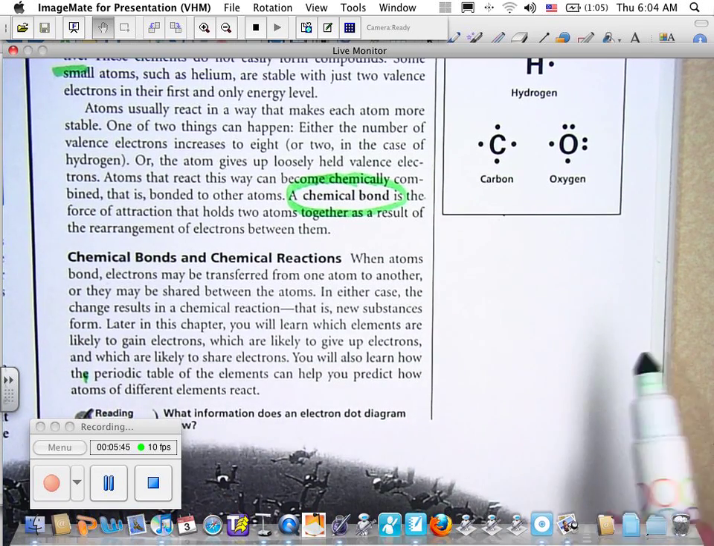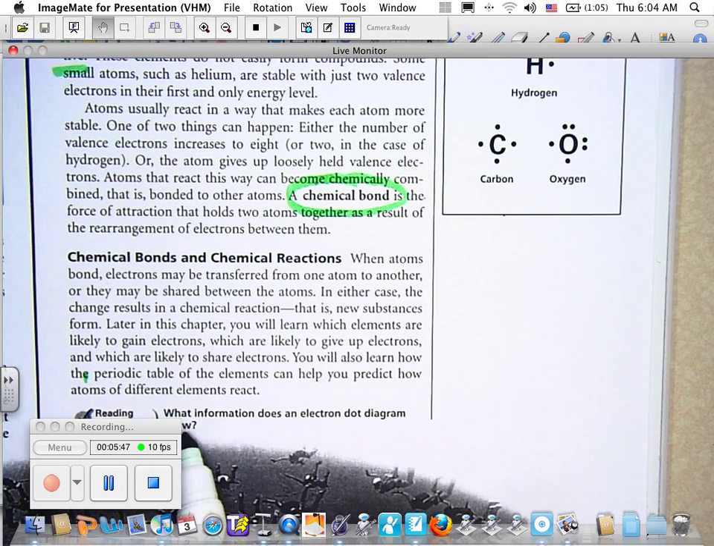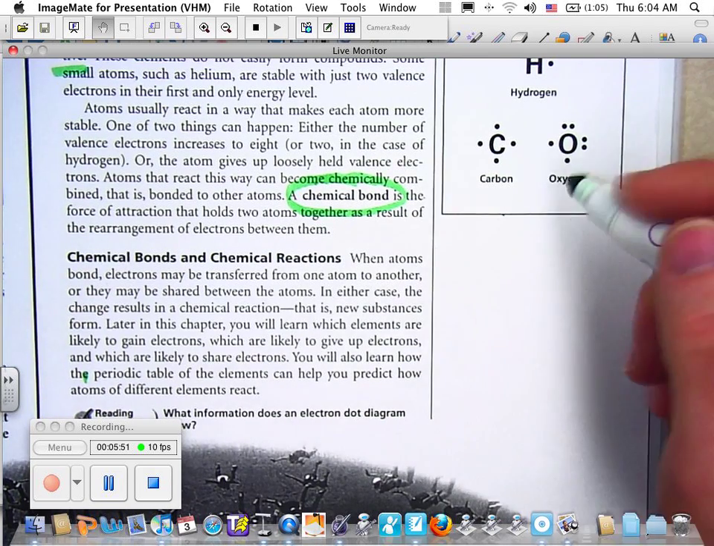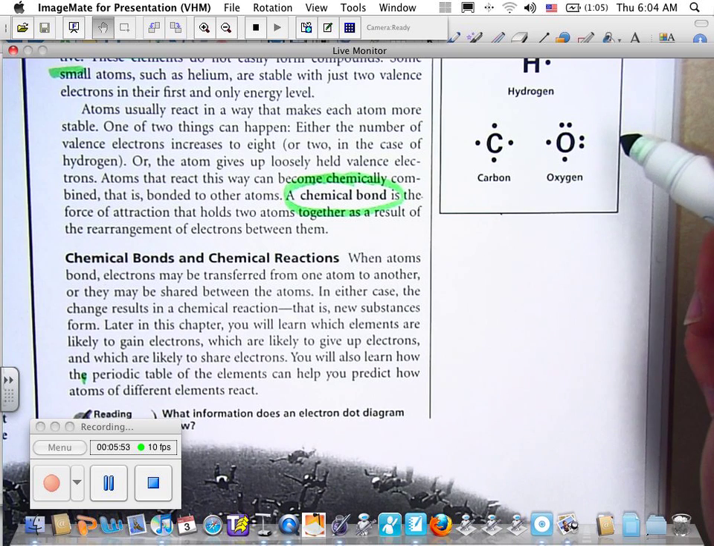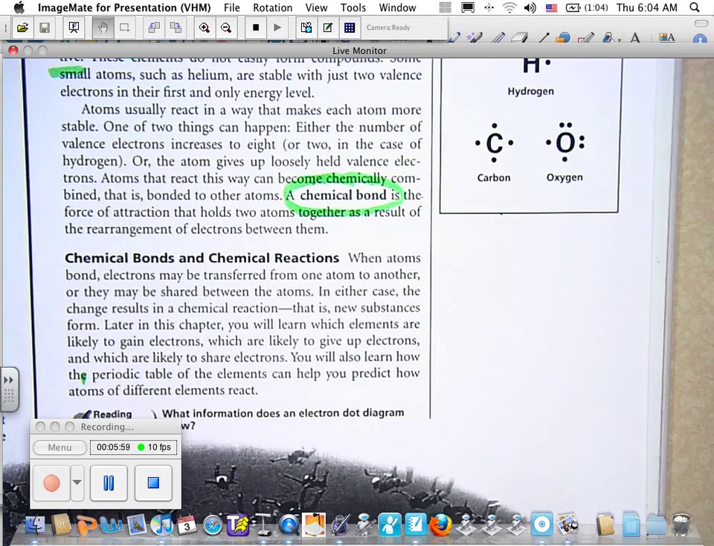react. Key checkpoint. What information does an electron dot diagram tell you? Anyone know? Sounds like a good quiz question. Yeah, okay. Alrighty then. Let's keep reading. Let's go to page 151.